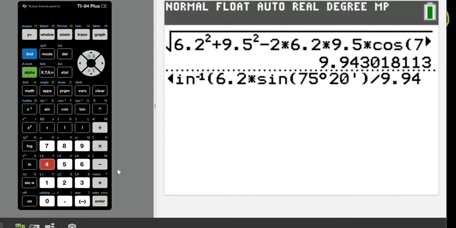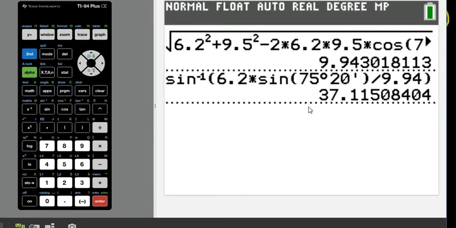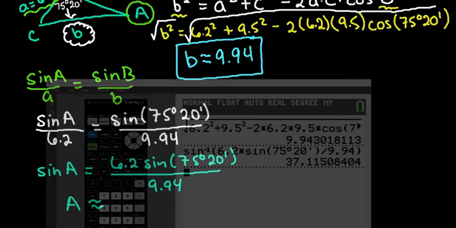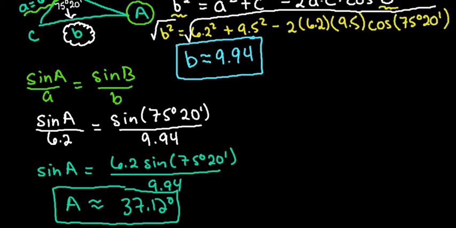If you had to put it in seconds, remember that seconds is right here above the plus in green, so you would do the alpha and the seconds, but we don't need that for this one because it doesn't give it to us in seconds. So our angle measure would be 37.12 degrees. So we now only have one angle left to find, and to find that angle, for angle C, we would just do 180 minus the sum of 37.12 and the given angle of 75 degrees 20 minutes.